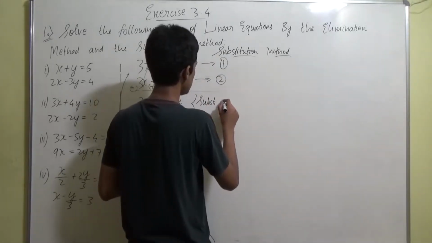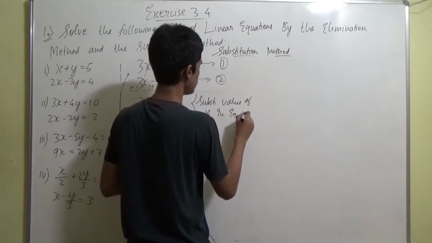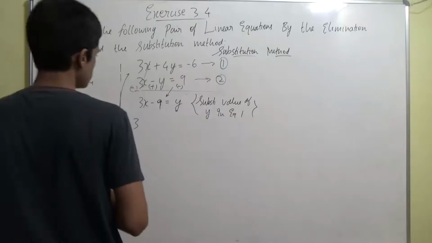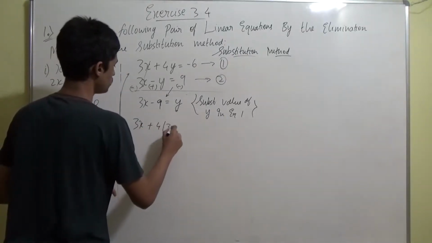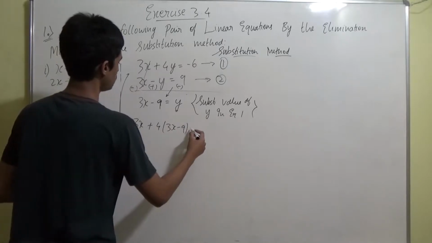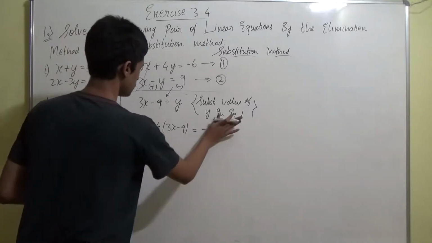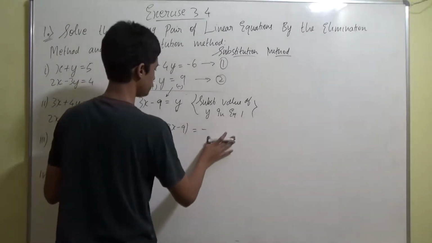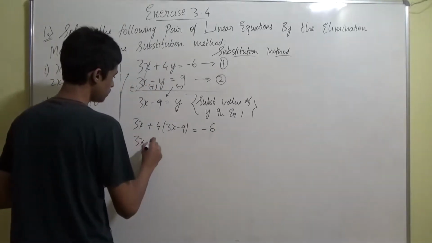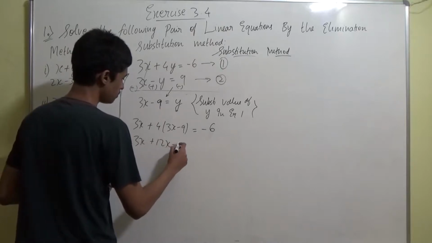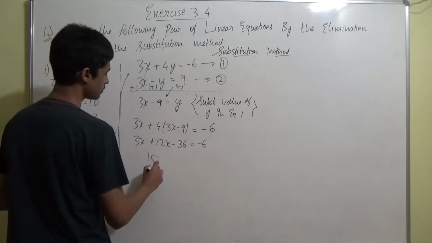Substituting the value of y in equation 1, correct? If you substitute in equation 1, what happens? It becomes 3x plus 4 into (3x minus 9) equal to minus 6. Right, now let's start expanding this. 3x plus 12x minus 36 equal to minus 6. So this becomes 15x.